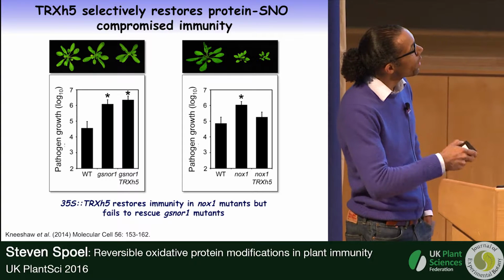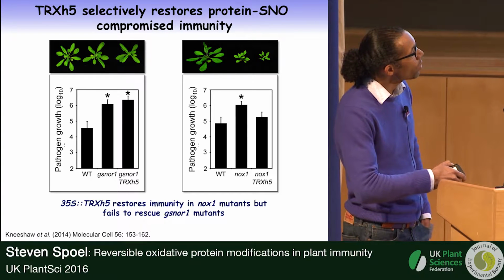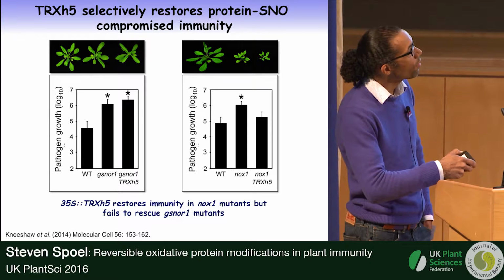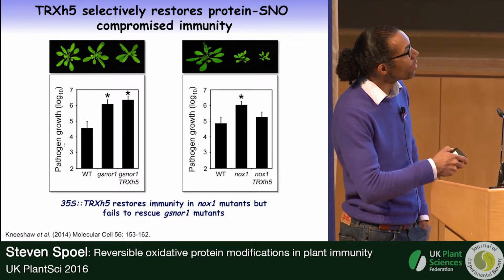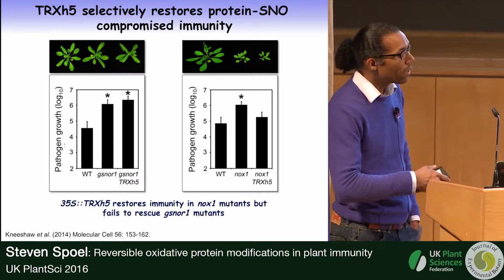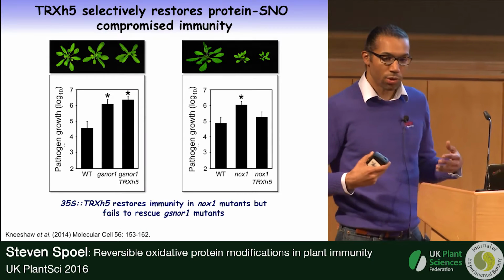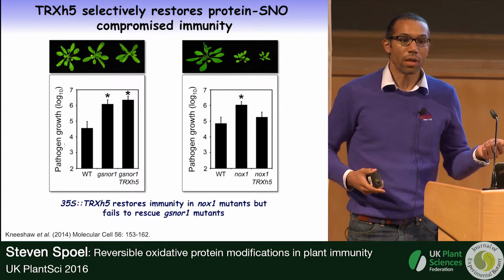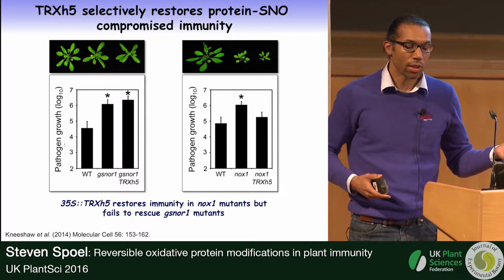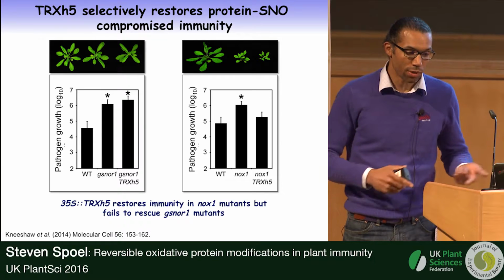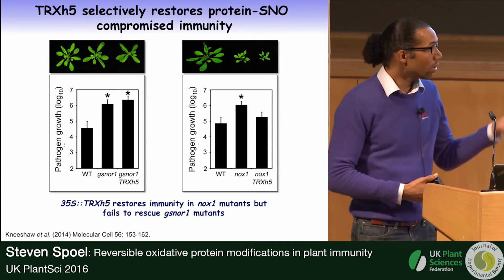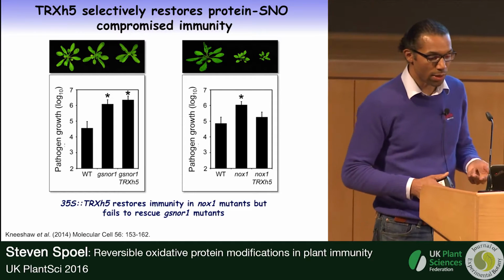However, if we did this experiment in the NOX1 mutant background, which is also immune compromised, we could rescue that level of immunity back to wild-type levels just by expressing Thioredoxin H5, and that was associated with a reduction in the amount of S-nitrosothiol proteins within the cells. It was associated with a full rescue of immune signaling, and as you can see here, of immunity.